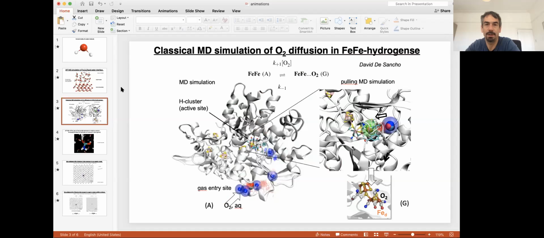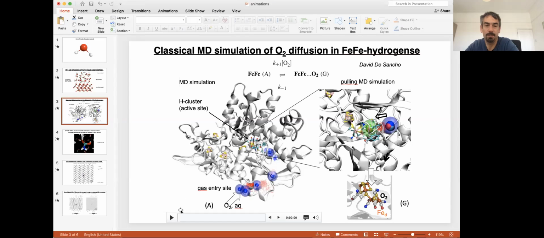This is a simulation that has been done in my group, where we're trying to understand how gas molecules enter the active site of an enzyme. Here we did classical MD simulation of oxygen diffusion. This is an enzyme that is very nice: it's producing hydrogen from protons, and the oxygen inhibits the enzyme. So you want to keep the oxygen out, and you want to know how the oxygen gets into the active site.